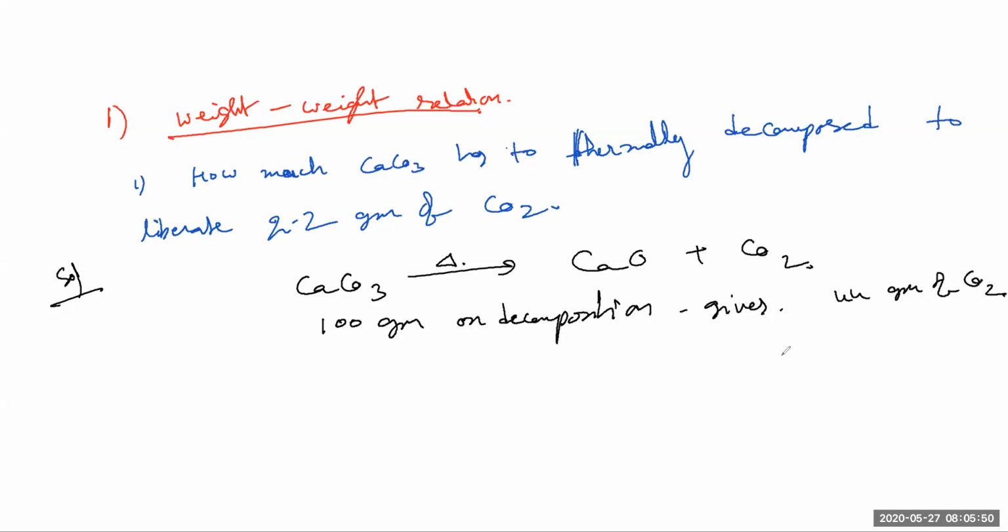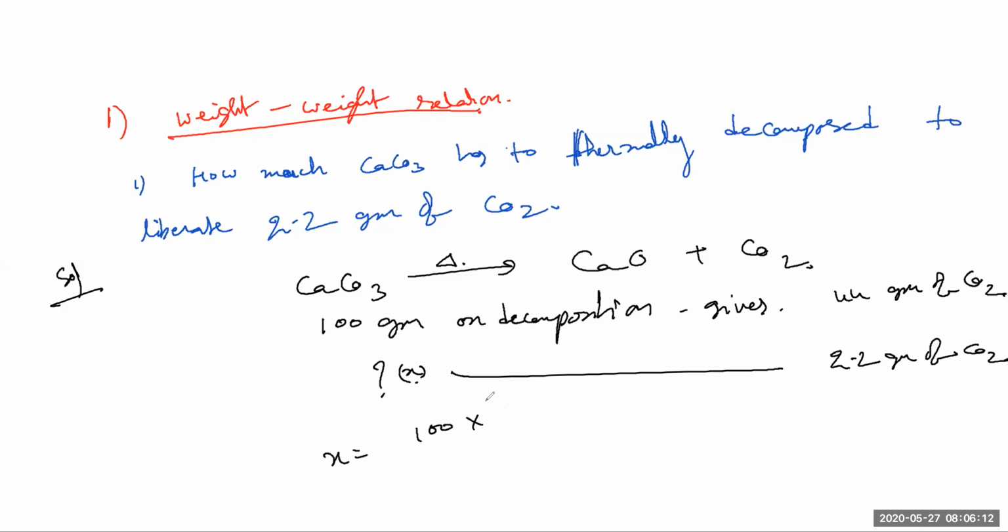Now, 2.2 grams of CO2, to produce this how much quantity of CaCO3 is required, say X. Now by cross multiplication and division, X is equal to 100 grams into 2.2 grams divided by 44 grams. Units can also be put. Now calculate what the answer is.